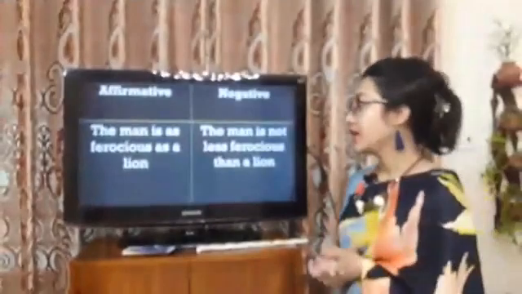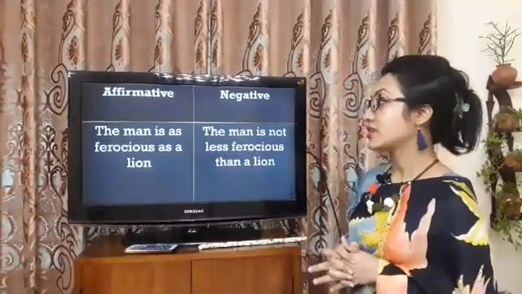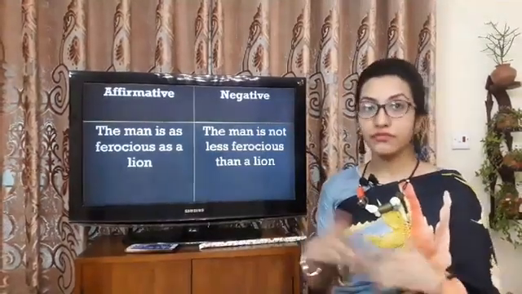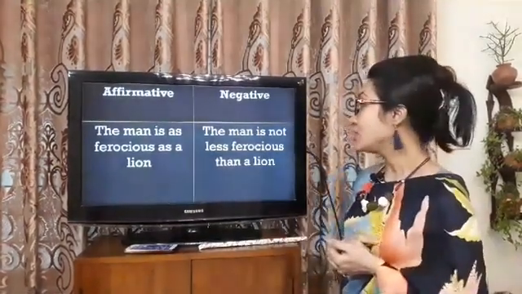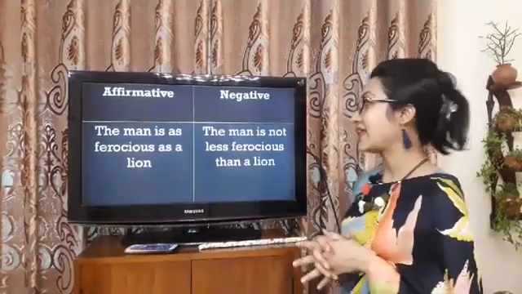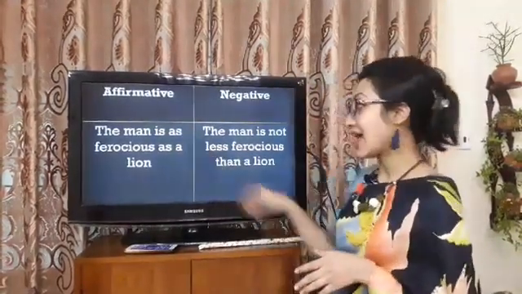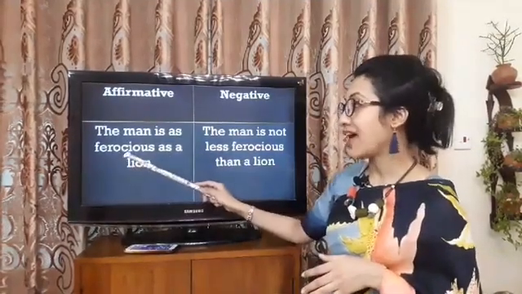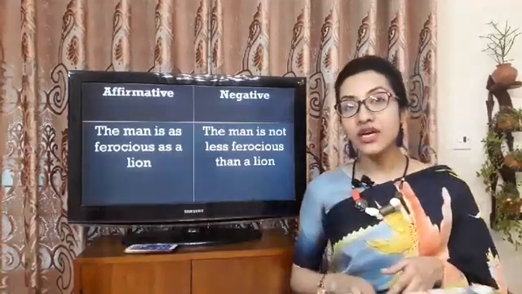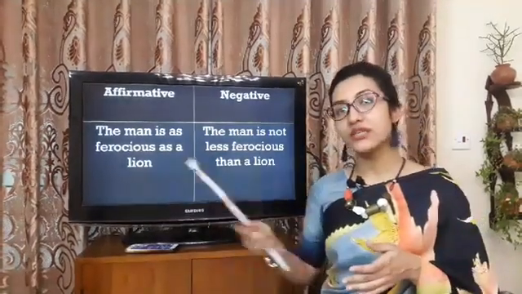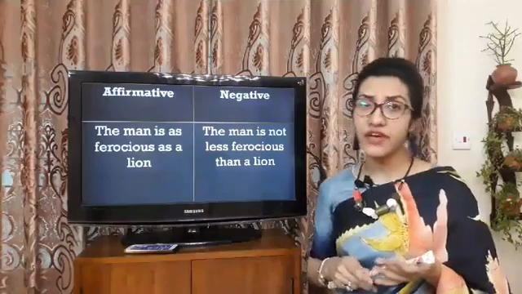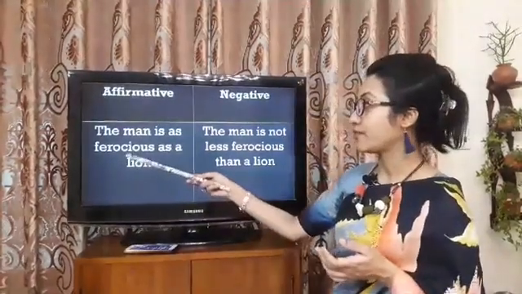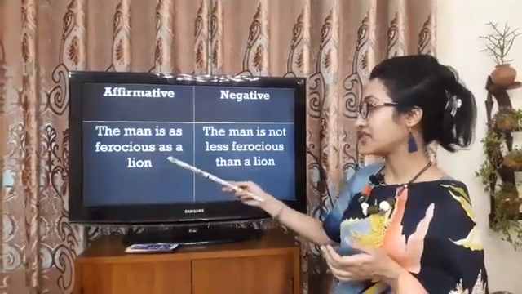Now this one, the man is as ferocious as a lion. এই মানুষটা সিংহের মতোই ferocious, হিংস্র. So the man is not less ferocious than a lion. As you have as in affirmative, so as plus adjective plus as. আমরা জানি যে adjective-এর 3টা ফর্ম আছে. Comparison of adjective: positive, comparative and superlative. So this is the positive form, as plus positive form plus as.